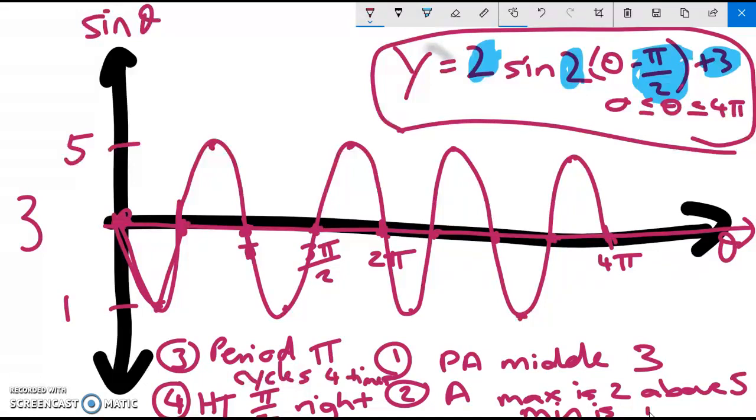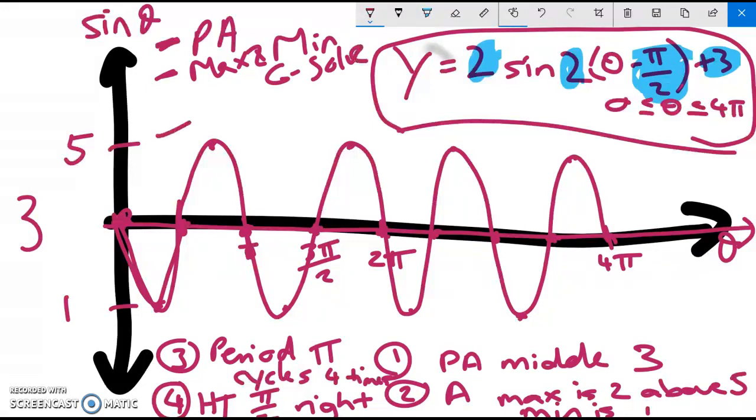Make sure when you're doing this that you use your calculator, because what I want to see is your principal axis on your graph. All right, your maximum and minimums must be in the right position. You can get that off GSolve. Okay, I want exact values of x-intercept.